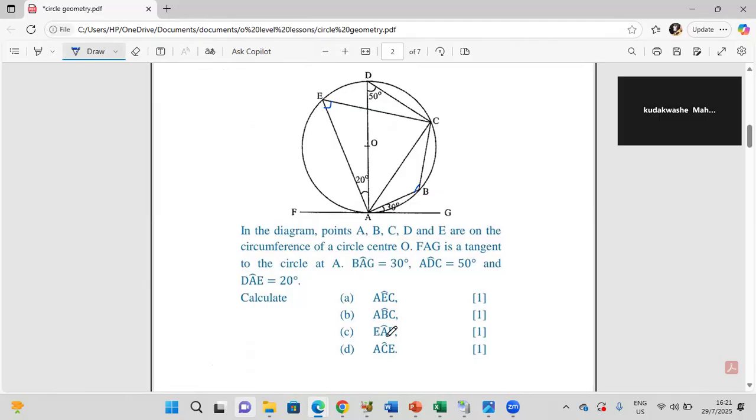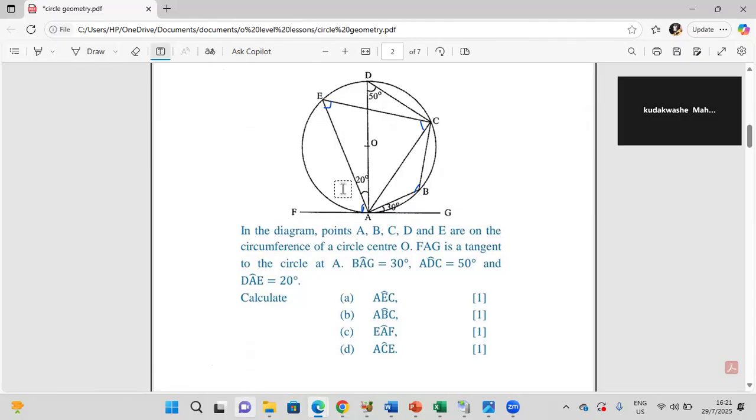Then EAF: E, where is E? Then you go to A, then you go to F. So the examiner also wants that angle there. Then ACE: A, then you go to C, then you go to E. The examiner also wants that angle there. So we've identified the angles that the examiner wants us to calculate. Now let's calculate these angles together.